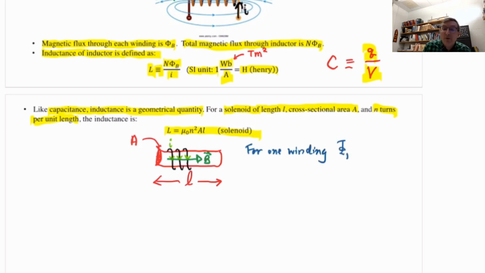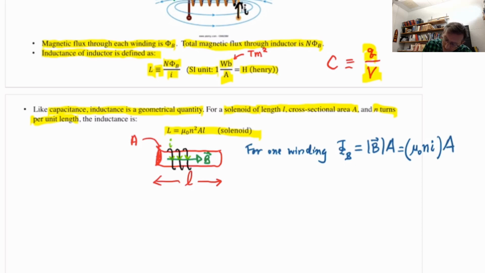That's what your book would call phi sub B. And since I have a nice uniform magnetic field, the result will just be the magnitude of the field times the cross-sectional area. And the magnitude of the magnetic field for a solenoid is mu0, number of turns per unit length, little n, times the current in each turn. So that expression right there is the magnetic flux through one winding.